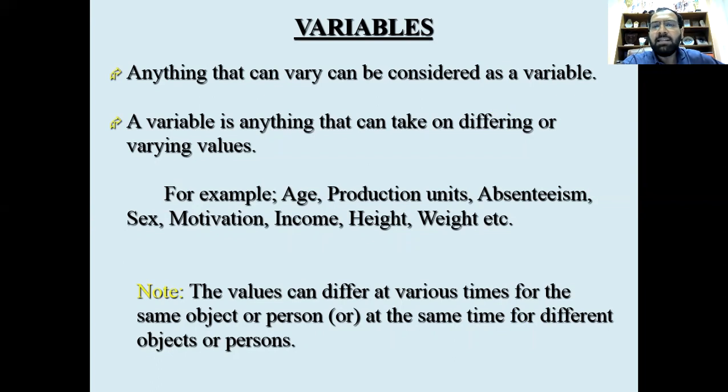So a variable is anything that can take on differing or varying values. Whenever we talk about a variable, it can have various values, and we have to study the behavior of those variables. For example, age, motivation, income, height, weight, gender, sex, these are all variables in which we might be interested.